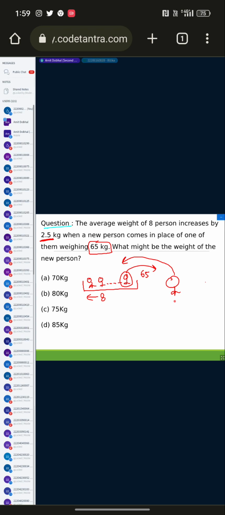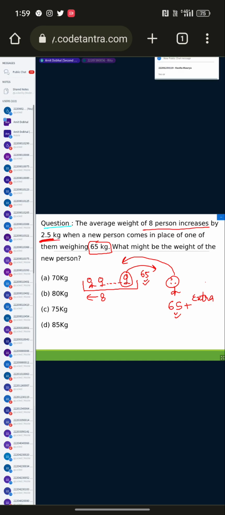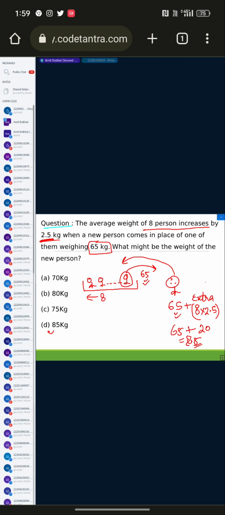अब अगेन हम वो असम्यूम करेंगे कि अगर ये भी 65 का होता, जो 65 जा रहा है वही 65 अगर आ रहा है तो कोई इफेक्ट नहीं पड़ता, बट इस न्यू पर्सन के आने से एवरेज इंक्रीज हो गया. ठीक है, सो एवरेज इंक्रीज हो गया, it means he is carrying some extra weight with him, right? And that extra is the total increase by 2.5. Now look at here, 8 persons increased by 2.5, so 8 into 2.5, this is the total extra weight. Okay, so 8 into 2.5 gives you 16 plus 4, 20. So 20 plus 65, that would be 85. So 85 is the correct answer. Yes, correct. Very good. Okay.